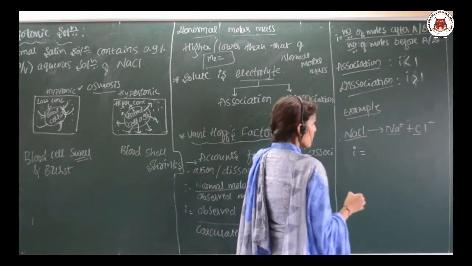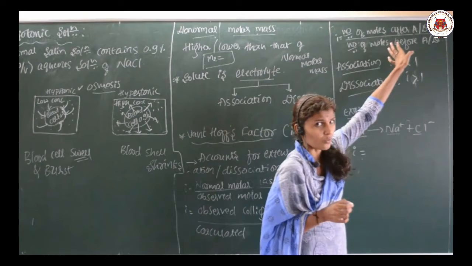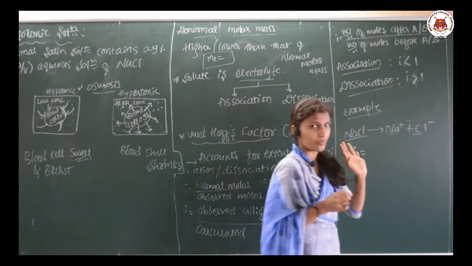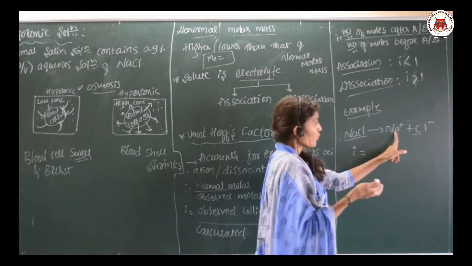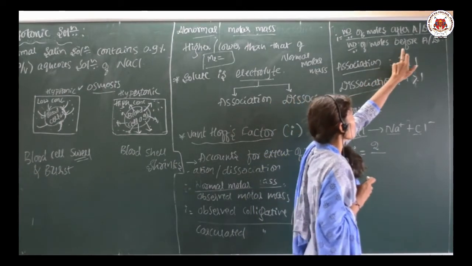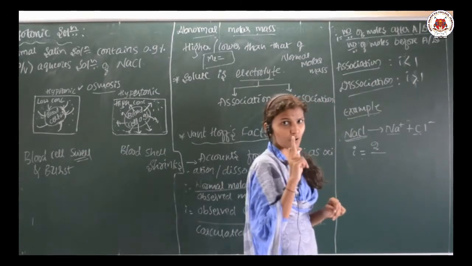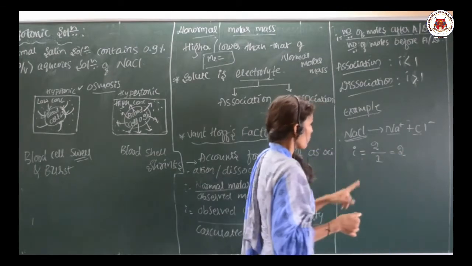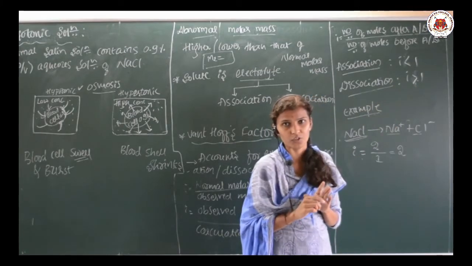So, i is equal to the number of moles after association or dissociation, take this formula. How many moles are formed after dissociation? 2, divided by the number of moles before dissociation. How many moles are here? Only 1. So, 2 divided by 1 is 2. i is greater than 1 for the dissociation.